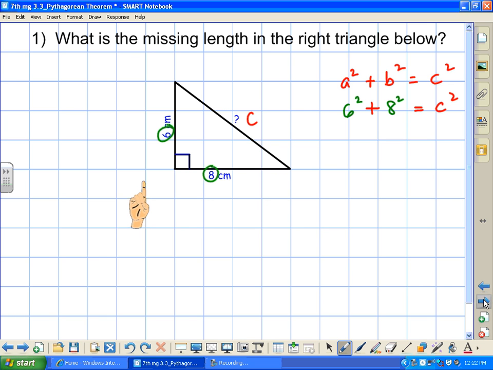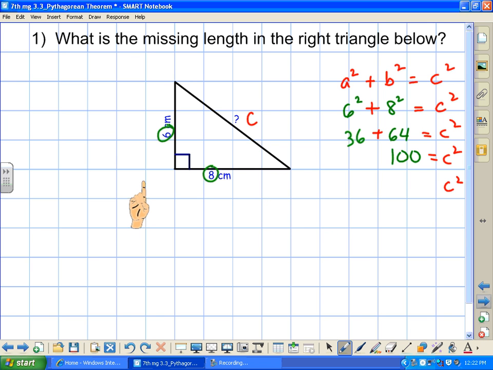And so we start evaluating. 6 squared is 6 times 6, which is 36. 8 squared is 8 times 8, which is 64. We add them together, and we end up with 100 being C squared. Now remember, it's C squared that is 100.